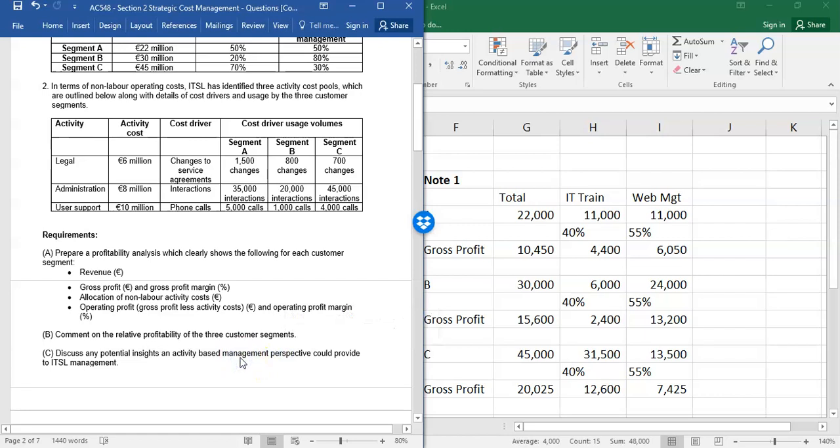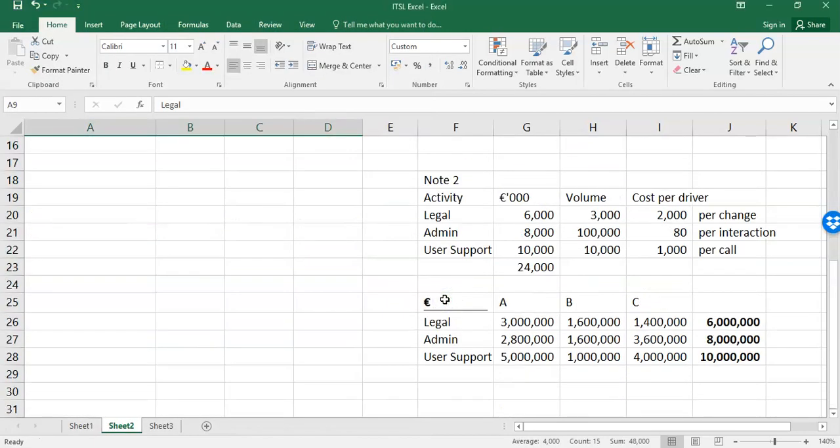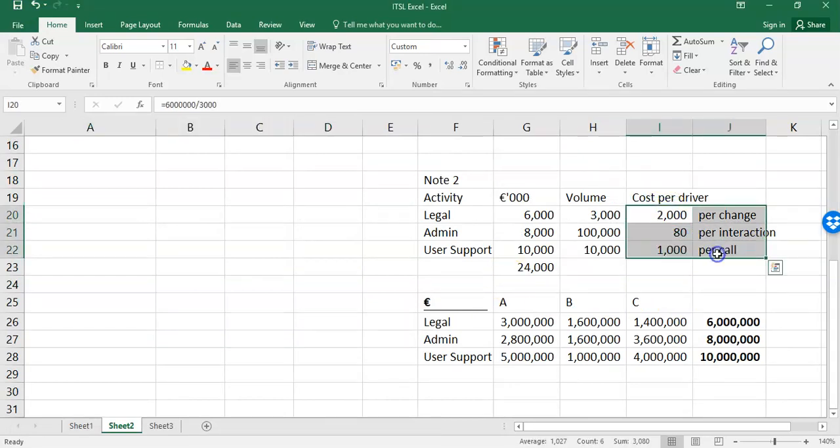Now, we would be expecting students here to look at both perspectives. So you can look at the final solution. We would be expecting you to make some suggestions around operational ABM, which is focusing on improving your activities. So for example, operational ABM might look at the cost of each of these activities. 2,000 per legal change, 80 euro per interaction, 1,000 euro per call. And you might be able to make some recommendations.